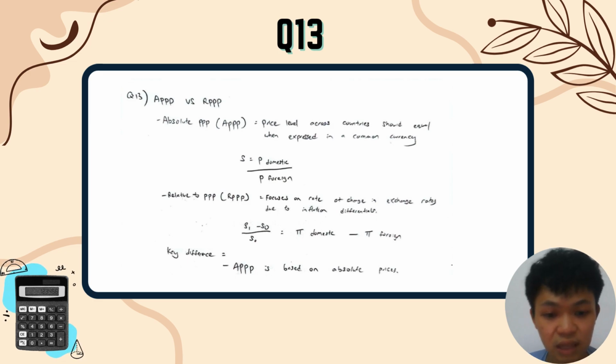So the key difference is the APPP deals with the price level at a specific point in time, and the RPPP deals with change in price level over time. So APPP is more theoretical and RPPP is more realistic in international economics.